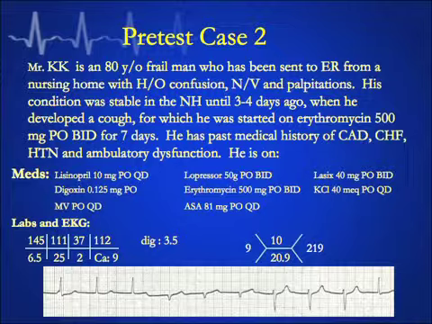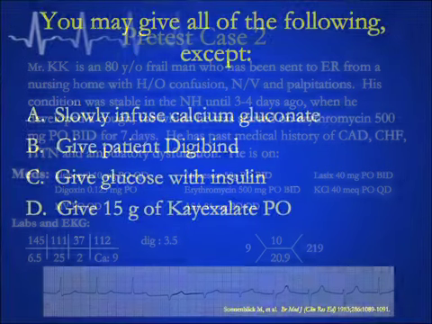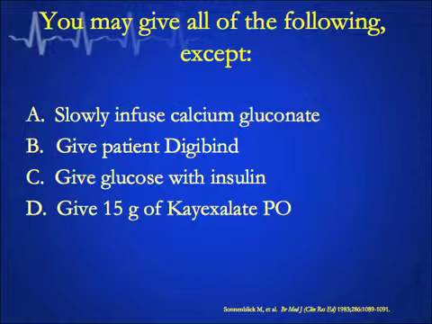lab work done in the emergency room, and this is the EKG. Probably you know what type of problem he has in his EKG and what lab abnormalities he has. You may give all of the following except: slowly infused calcium gluconate, give patient Digibind, give glucose with insulin, give 15 grams of Kayexalate. Okay, now you may choose your answer. Okay, give patient Digibind. So remember which answer you chose, okay?